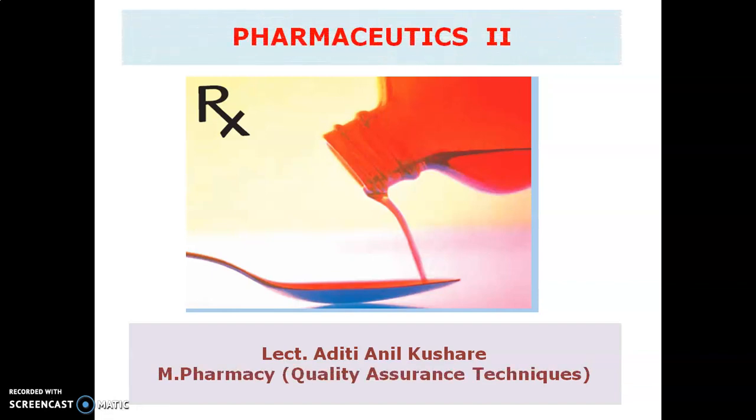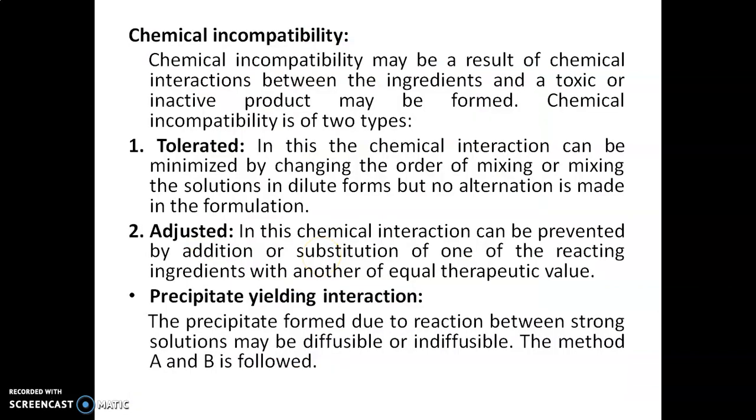Today we will discuss the practicals from Pharmaceutics 2. In previous sessions we discussed incompatibility. There are a total of 3 types of incompatibility: physical, chemical and therapeutic. Now let's discuss chemical incompatibility. Chemical incompatibility may be a result of chemical interactions between the ingredients and a toxic or inactive product.